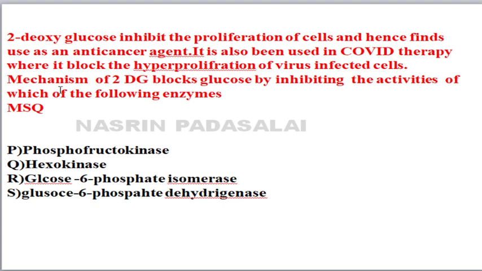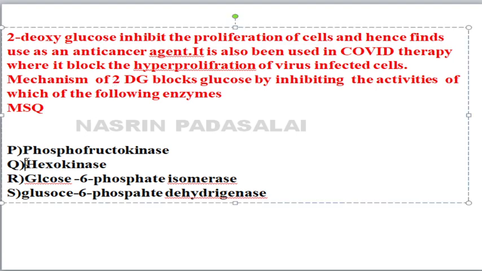Okay, and the question is by what mechanism 2-deoxyglucose blocks glucose metabolism, by inhibiting the activity of which of the following enzymes? So you should know that 2-deoxyglucose affects or inhibits glucose metabolism by mimicking D-glucose itself. As a result, it will inhibit the glycolysis process. As a result, the cell can't proliferate. At that point, the cell will lead to death, and this is how it is used for fighting cancer.